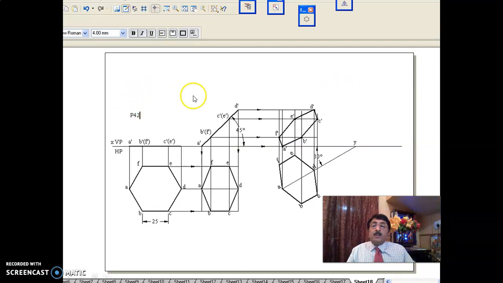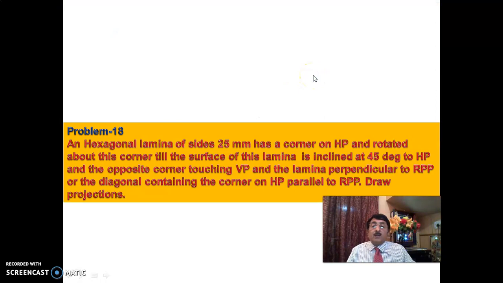This is problem 42 from the Visvesvaraya Technological University textbook, that is primer. Okay. Now, see here another problem. A hexagonal lamina of side 25 has a corner on HP and is rotated about this corner till the surface of the lamina is inclined at 45 degrees to HP, and the opposite corner is touching VP, and the lamina is perpendicular to RPP, and all that. Or the diagonal containing the corner on HP is parallel to RPP.